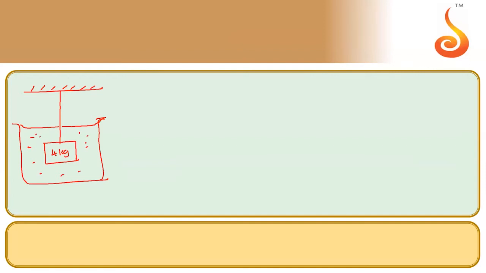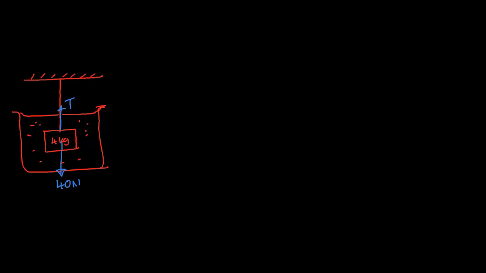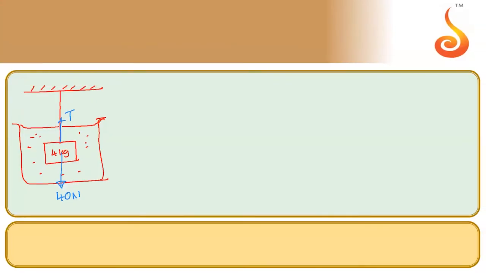So now see here, tension T. What are the forces acting on the silver block? There will be tension T in the string. There will be weight. The weight is 40 Newton downward. G is taken as 10 only. So 40 Newton, and there will be a force of buoyancy also. Here the complete volume of the silver block is submerged.